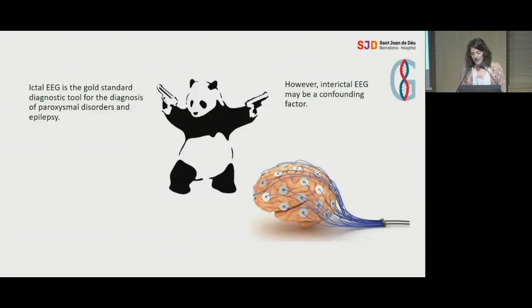But most of the time we are not going to capture the episode when we do a 30 minute EEG, for example. And when we only get an interictal EEG, this could even be a confounding factor. So if I have to choose between an interictal EEG and a home video, I prefer the home video record. Although, of course, there are some episodes in which this differential diagnosis is really, really tricky. And in those cases, if you can get to a monitoring unit, and we can perform a 24 or 48 hour EEG and capture the episodes, this is going to be the gold standard.